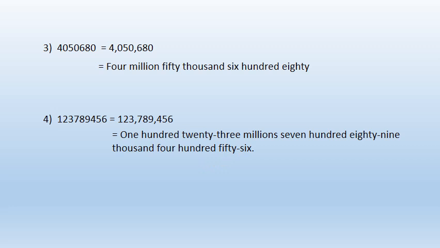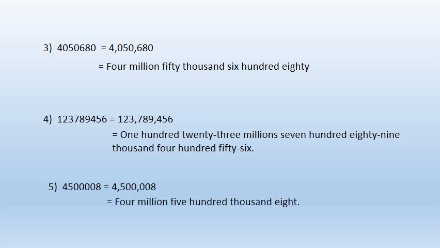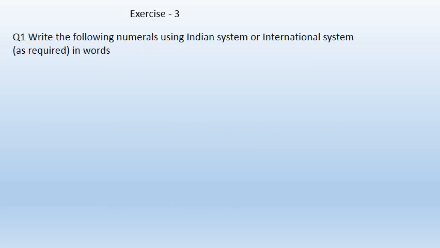123,789,456. Come on, let's take the last example. The number we have copied down as it is, and we have placed the comma. Again it is divided into 3 periods: ones period, thousand period, and the next period. So here 4 is million period, 500 is thousand period, 8 is ones period. So how are we going to write it down? 4,500,008. 4,500,008.